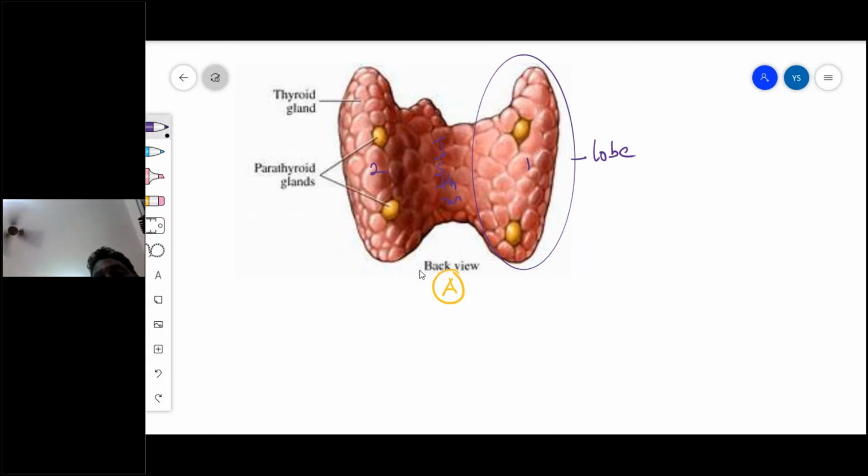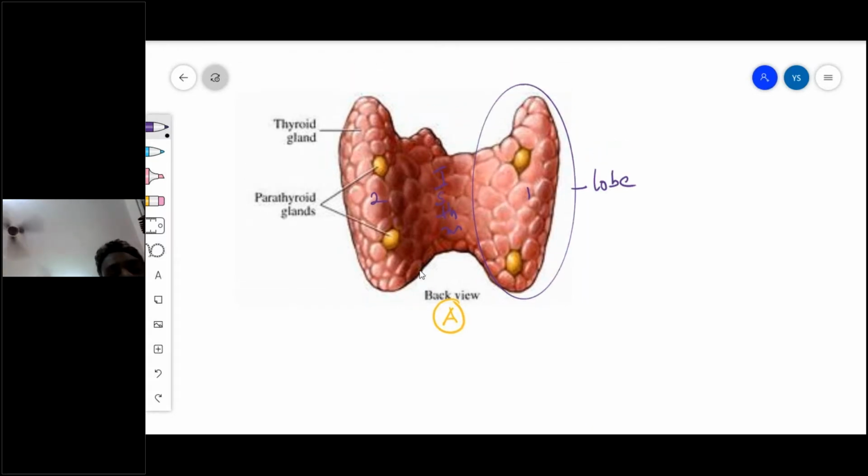So if you see one lobe of the thyroid gland, what are the parts? This one is the apex, with black color I am showing, and this one is the base. Between them we can see the surfaces and borders. This black color line I'm drawing is the posterior border of thyroid gland. Along the posterior border, we can see two pairs of glands. What are those glands? Name them. Parathyroid glands are present.